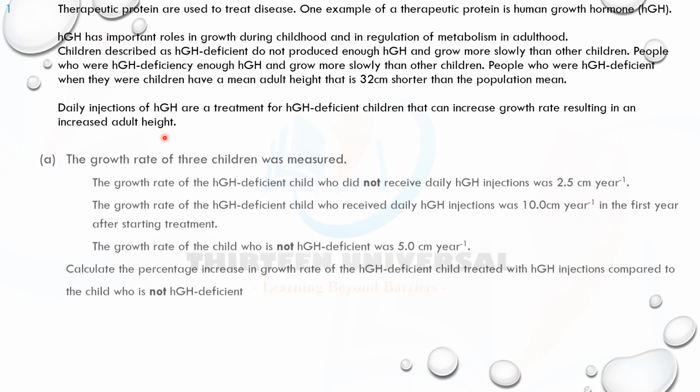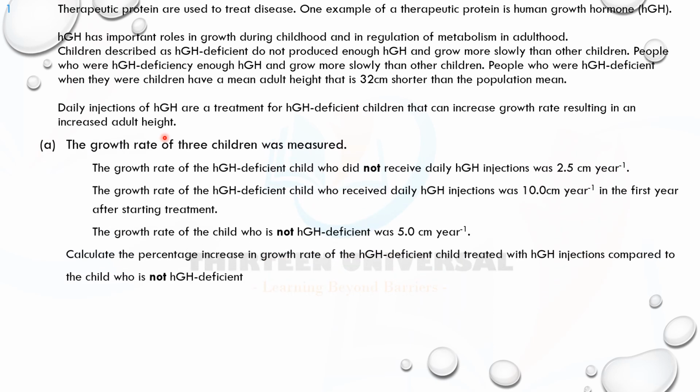Okay, so look at it here. Let's go on and see. All right, this is 32. Now the first question says the growth rate of 3 children was measured. The growth rate of the HGH deficient child who did not receive daily HGH was 2.5 on average per year. Then the growth rate of the deficient child who received daily HGH was 10 in the first year after starting treatment. The growth rate of the child who is not deficient was 5.